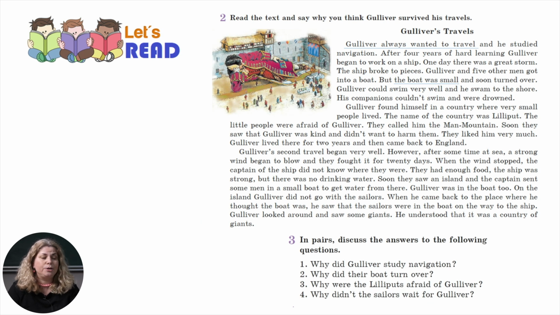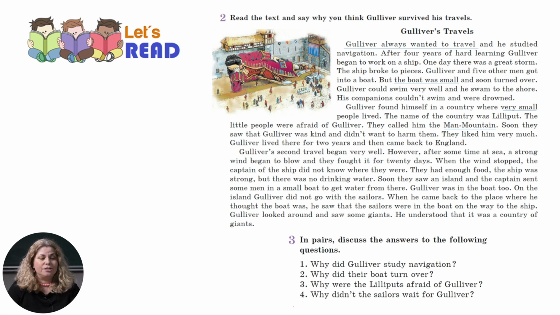Why were the Lilliputians afraid of Gulliver? That is simple. He was huge. He was big. He was a giant. That's why they called him Man Mountain. So we have in the text the hint that tells us that he was big, enormous, giant, Man Mountain. That's why they were afraid. He was too big for them.